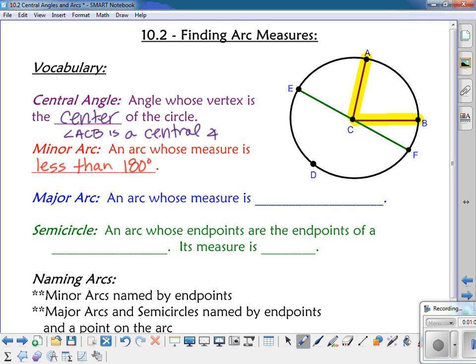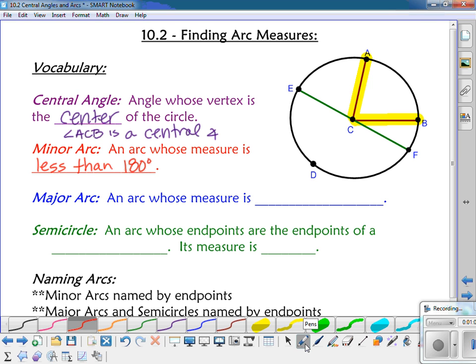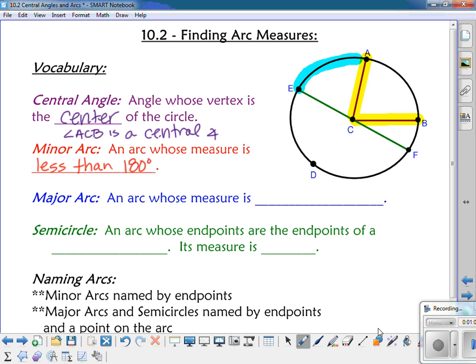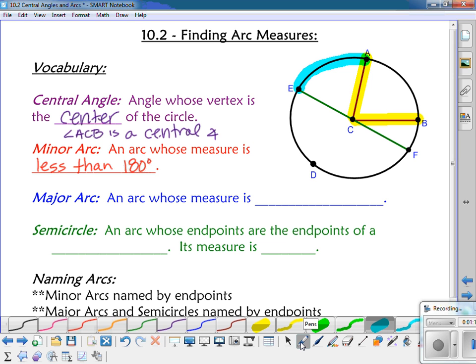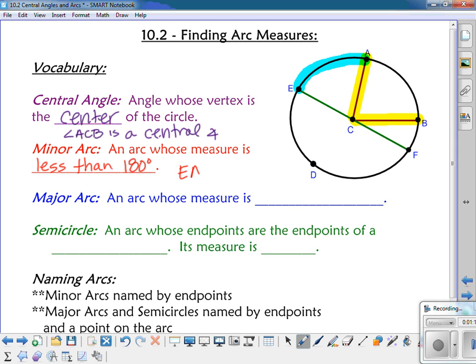So for instance, if I'm looking at this arc here, EA, that is a minor arc because it's not going more than halfway around the circle. So the way I write that is I write EA and then I put an arc over it. And so those are the endpoints, the E and the A. And then the arc shows you that it's an arc. So EA is a minor arc in my picture.